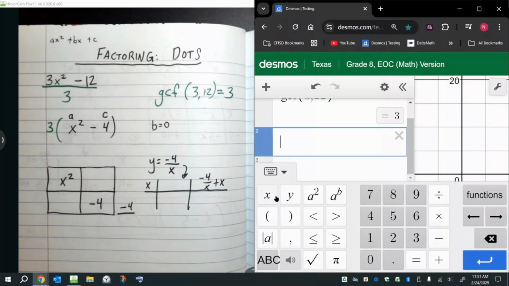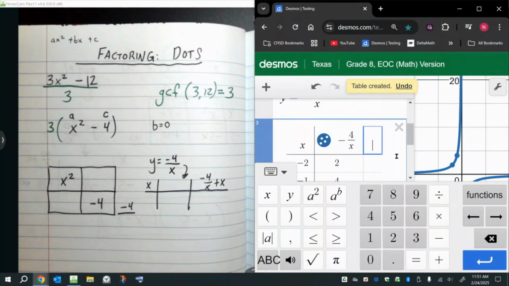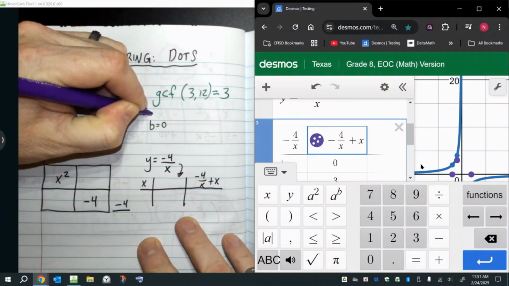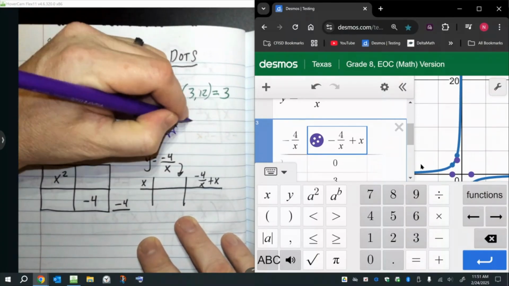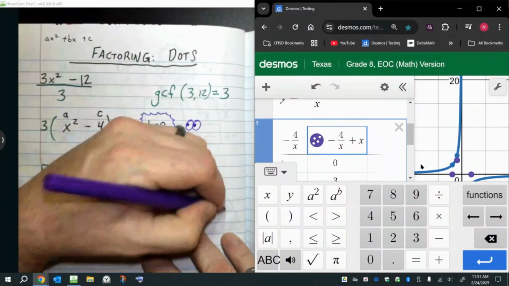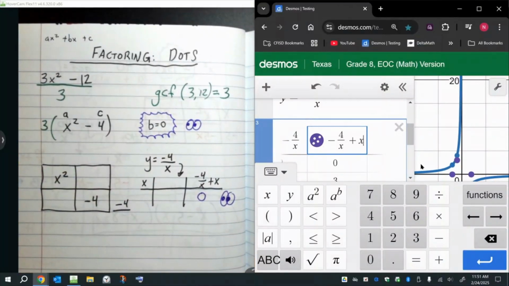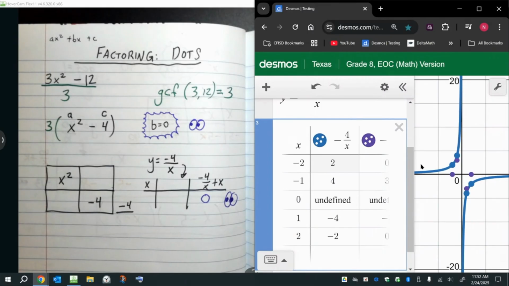We've got y equals negative 4 divided by x. Turn that to a table. Make this negative 4 divided by x, arrow over plus x. And I'm looking for a 0 in this column. All right, I'm looking for 0. Where would I find 0? Oh my gosh, there's 0 right there. A negative 2 and a positive 2.